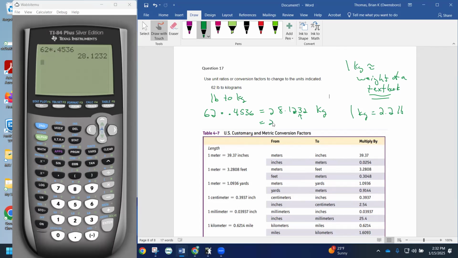So the answer should be then 28.12 kilograms because we're going to round back down to 28.12 as opposed to rounding up to 28.13. So I'm feeling pretty good about that since I know that a kilogram takes approximately 2 pounds to be a kilogram. So I can use that estimation to kind of move forward.